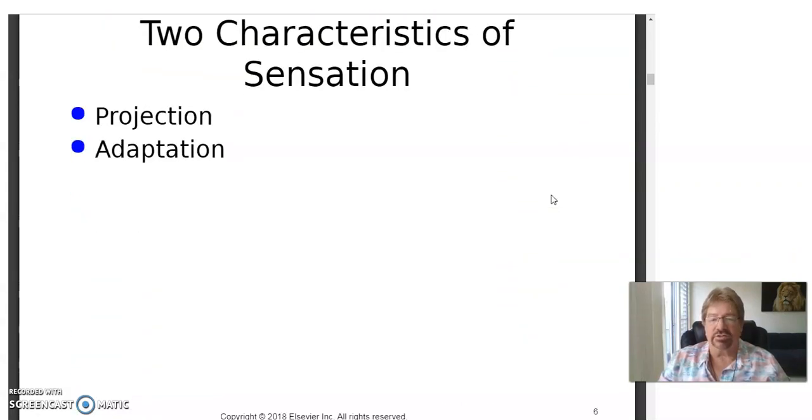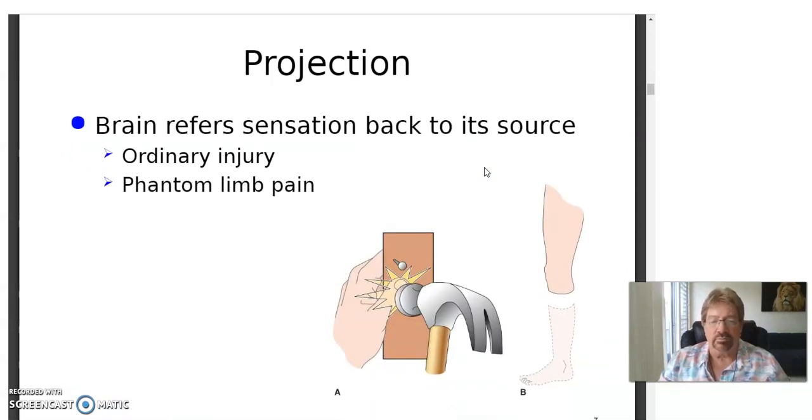2 characteristics of sensation: projection and adaptation. Projection. The brain refers sensation back to its source. Like in this case, you mash your thumb, something that I'm pretty good about doing. Or phantom limb pain. You may have never heard of that. People who have had a limb that had to be amputated or was accidentally cut off, they often have sensations like itching and stuff in the phantom limb. And some of them, it's a real problem because it starts getting on your nerves after a while, and you can scratch the empty air and it doesn't do any good.